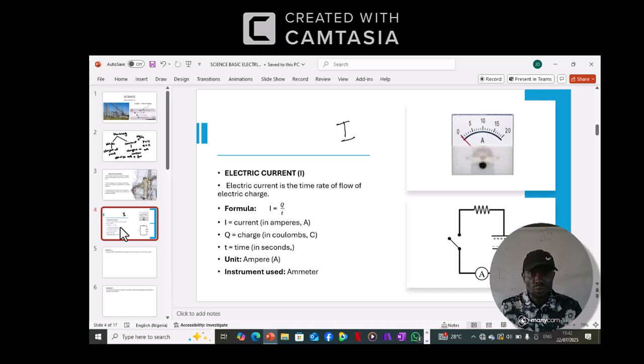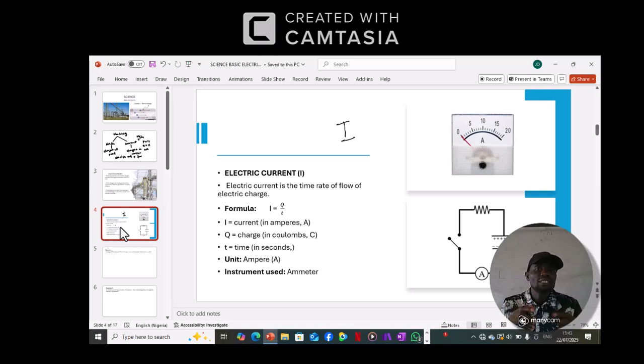Now, the rate of flow. Take note of this word, the time rate of flow. If the rate of flow is fast, then the current will be high. When you say the current is high, it means the rate of flow is high. That is, the quantity of charges that flow through the conductor per time is fast. So that is when we have high current.